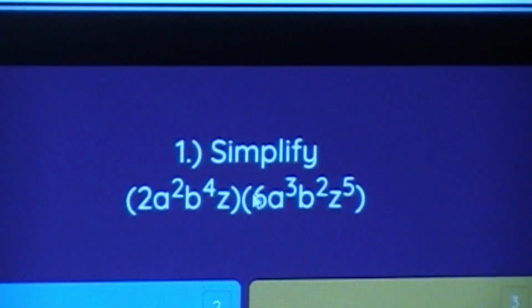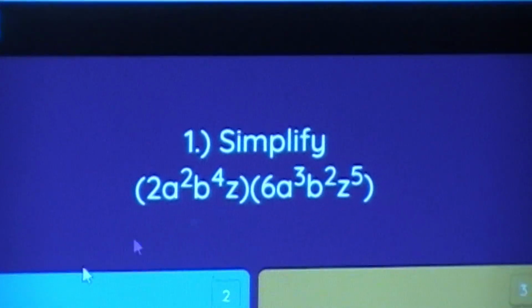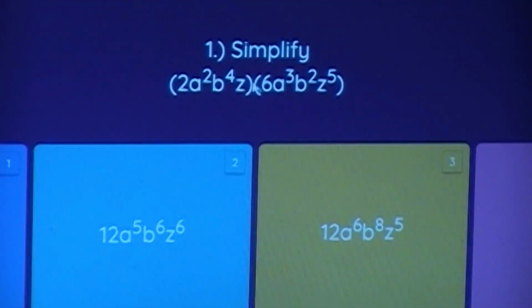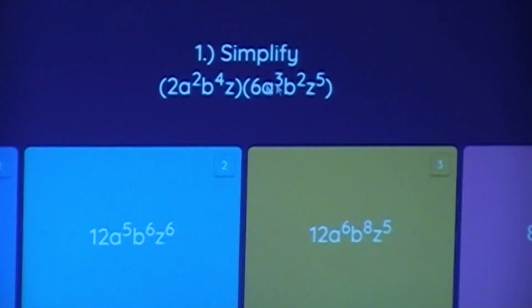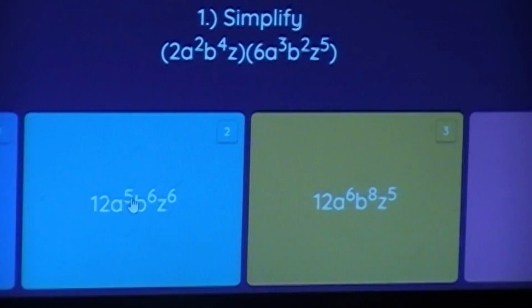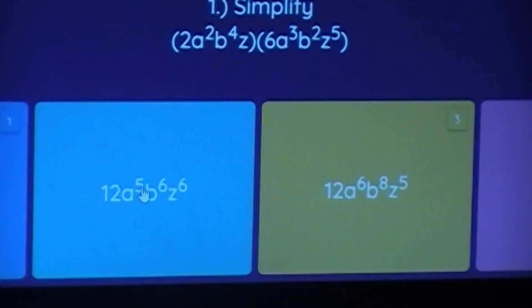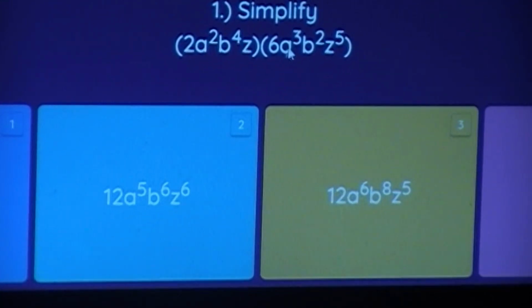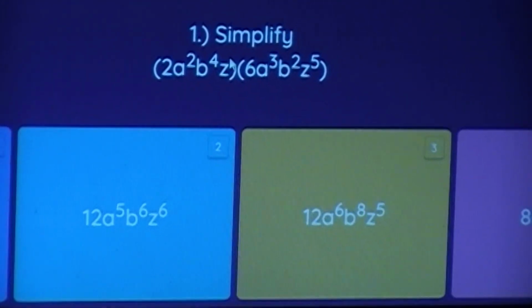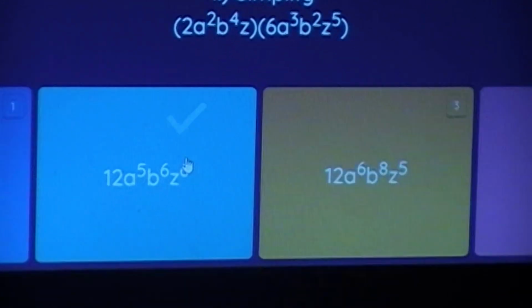Alright, simplify. This is multiplying, so 2 times 6 is 12. There are only 2 of them that have 12 on the front. A squared times a to the 3rd, multiplying bases, exponents, find the sum. 2 plus 3 is 5. So that's 12a to the 5th. You can be done right now. b to the 4th times b squared is b to the 6th. You add them together. z times z to the 5th, that's a 1. 1 plus 5 is 6, but that's the correct answer.